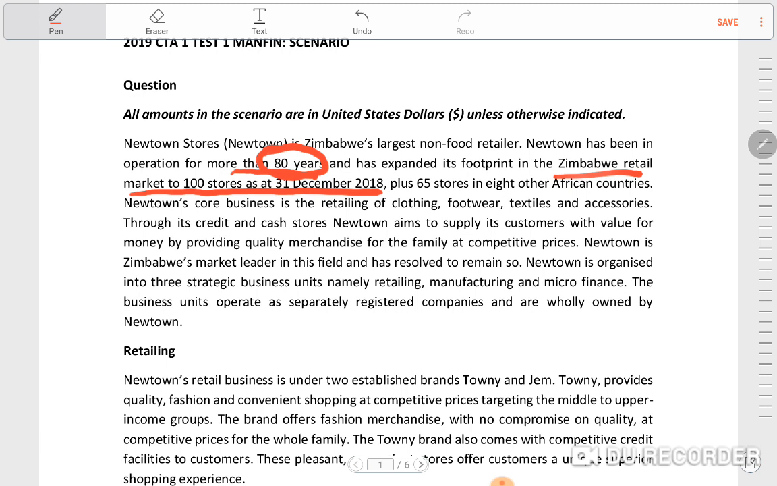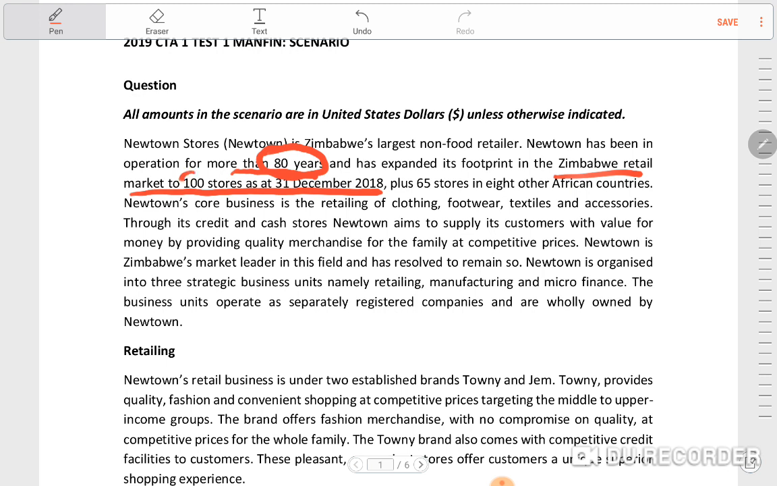I would write my point as follows: Newton has been in business for 80 years, which means that they have an in-depth understanding of the non-food retail market and experience. Or someone could say, given that Newton has been in existence for 80 years, it means they've been able to stand the test of time. This means they are a well-known brand. So the advantages arising from the fact that they've been in existence for 80 years are a well-known brand and knowledge of non-food retail. Just writing that Newton has been in existence for 80 years, full stop, that's not a strength. You've just given us a trigger.